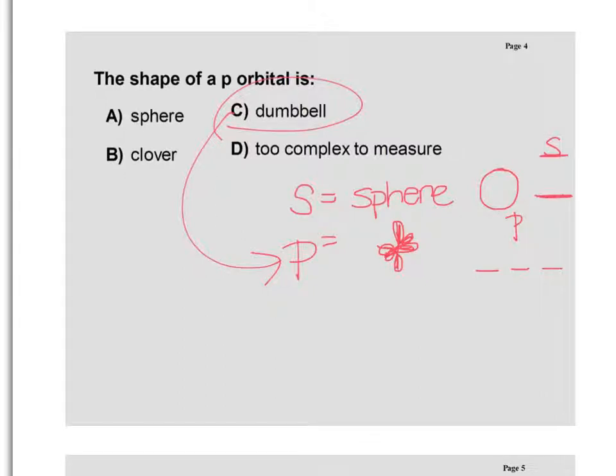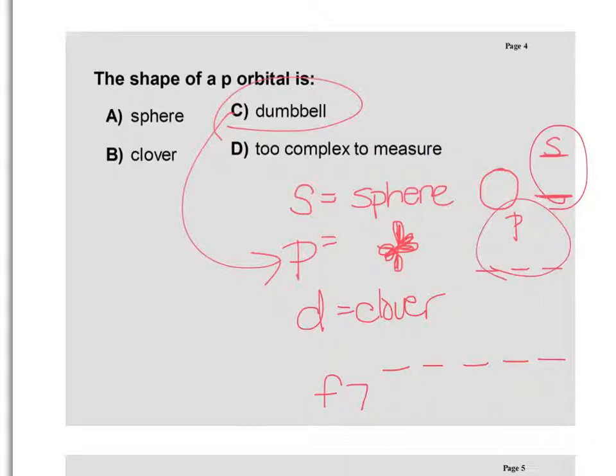The clover is actually D. It's considered a clover shape if you were to look it up, but the bottom line is there are 5 ways you can draw it. So there are 5 d orbitals, and then F had 7. And they always just say it's complex. Honestly, I've only ever really seen people ask about the shape of S and P. Beyond that, it gets complex.